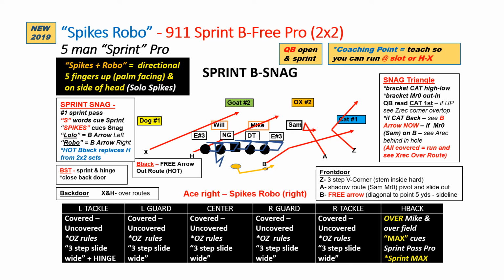If the Sam covers that, running through the shadow, then we should be able to hit the arrow or the A right behind him in the shadow route, a run option by the quarterback. This is Spikes Robo sprint snag to the right.